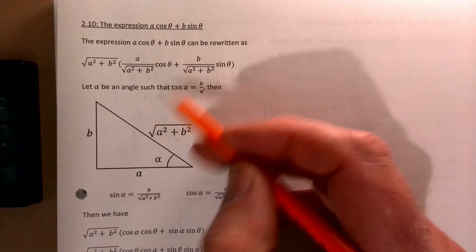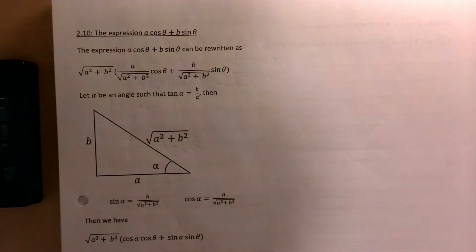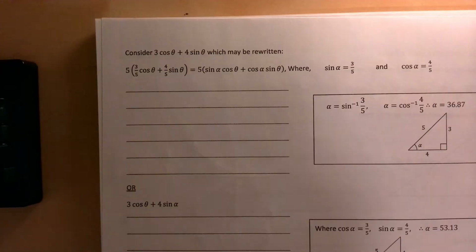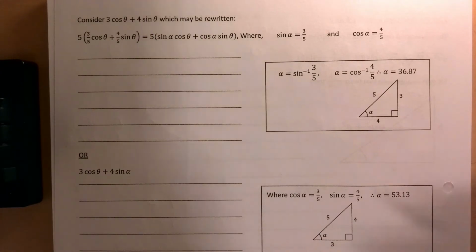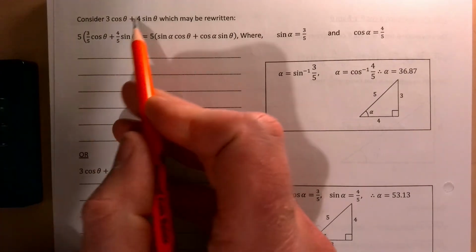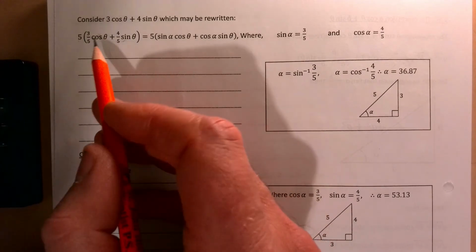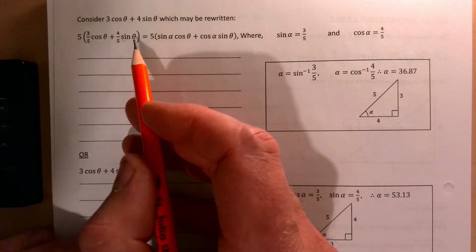This all looks terribly complicated. It makes a little bit more sense if we just run through a few examples, and then I can hopefully refer back to these bits and pieces as we see them. So just as we look at this one, say for example, consider 3 cos theta plus 4 sine theta. If we take a 5 out the front and then divide by 5 in there, then we get a 3/5 cos theta here and a 4/5 sine theta here.